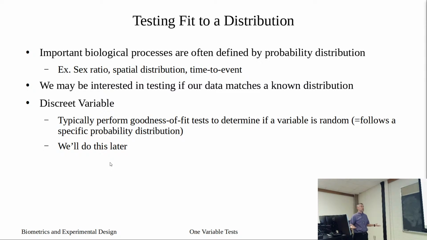The other thing is testing fit to a distribution. All right? We're going to do this a couple times, a couple different ways. We present this because many important biological processes are defined by a probability distribution. Your sex ratios and clutch sizes, that is a probability distribution.